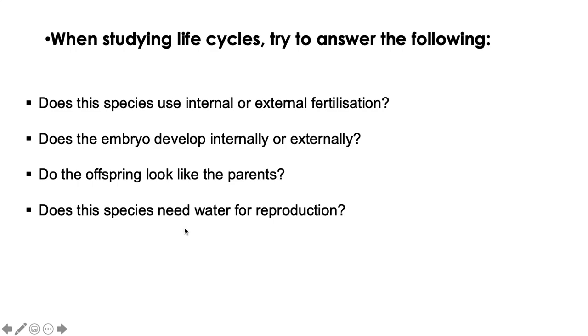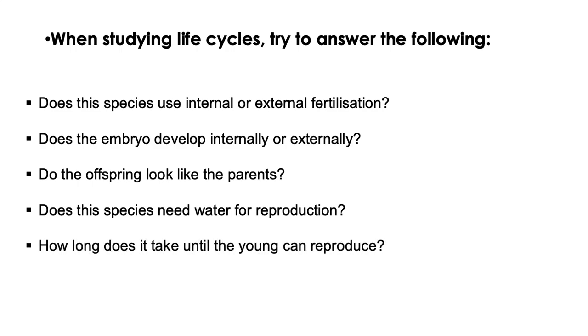Does this species need water for reproduction? If it uses water for reproduction, it tends to be external fertilisation and the embryo develops externally. How long does it take until the young can reproduce? So a lot of organisms which use water for reproduction, and this is the case of fish, amphibians, and also insects, the eggs develop and then they live as a juvenile stage in the water.